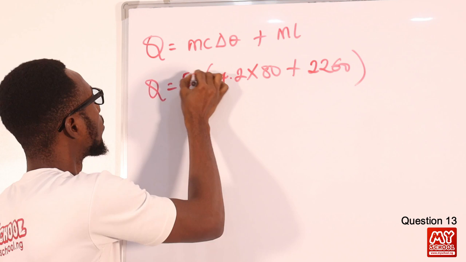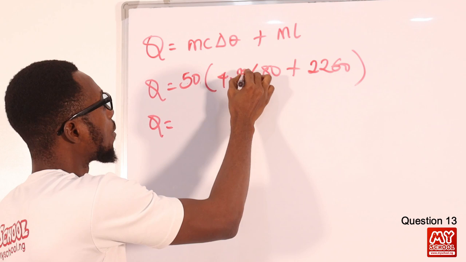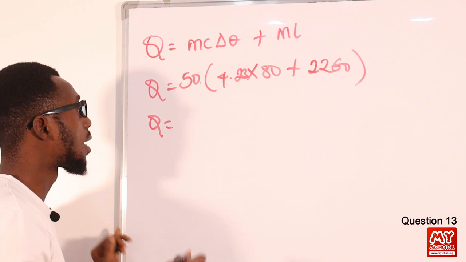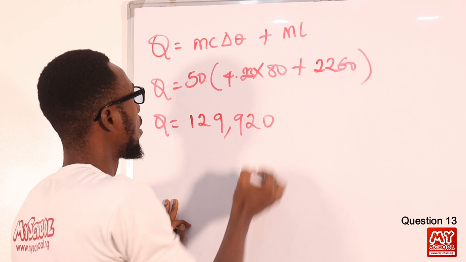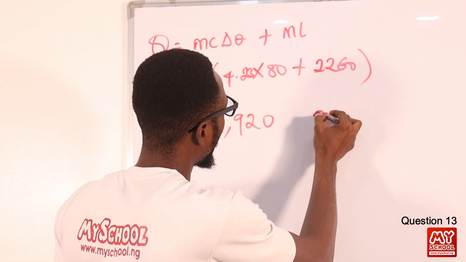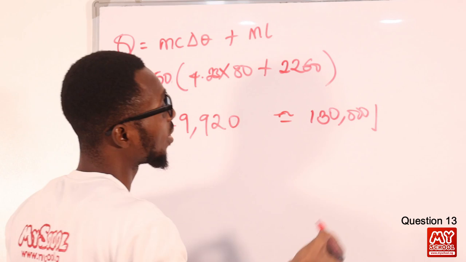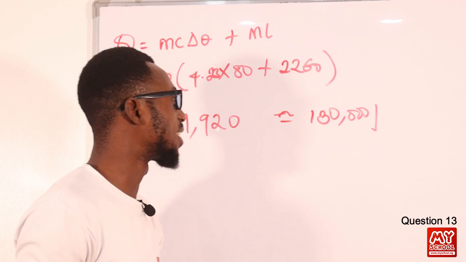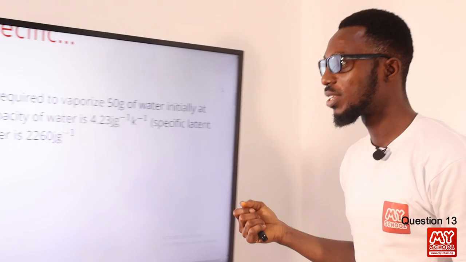So 4.23 times 80 plus 2260 times 50, everything should amount to 129920. If we approximate this, we should bring it roughly to 130,000 joules. So we can say 130 kilojoules, but since we have been working without the kilo, let's just stick with 130,000 joules. So let's go back to the screen. The quantity of heat, you measure this in joules. So option D is the right option.